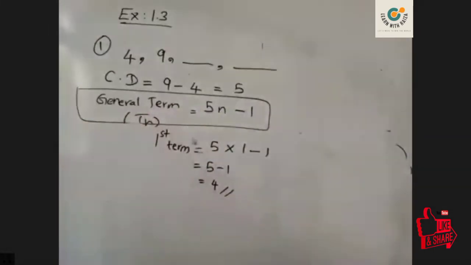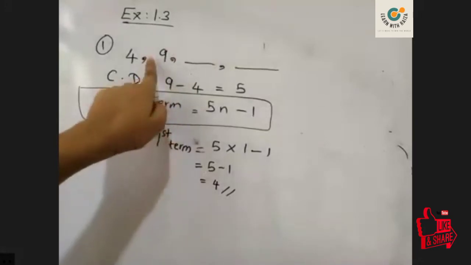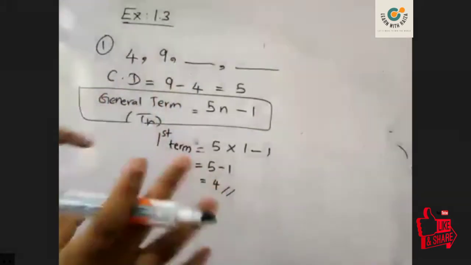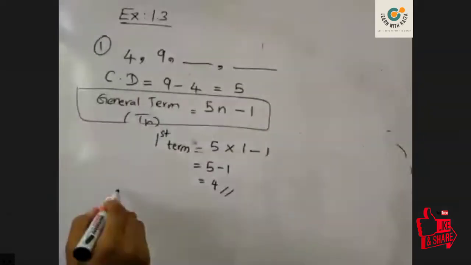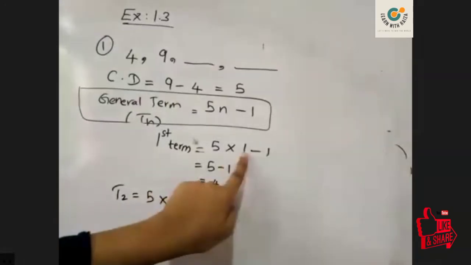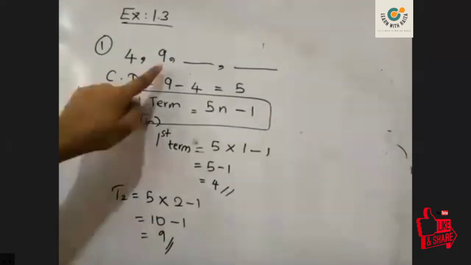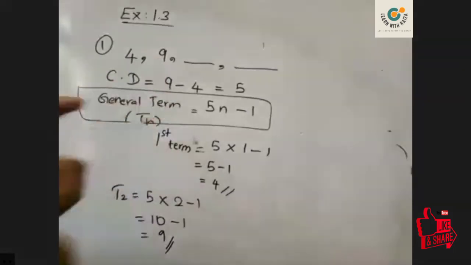Using this general term, we are going to find the second term. The second term is already there, I know, but let's see whether it comes from this one. T2 is equal to 5 multiplied by 2, minus 1. So you are getting 10 minus 1, 9. Yes, we are getting that answer. That means our general term is correct.